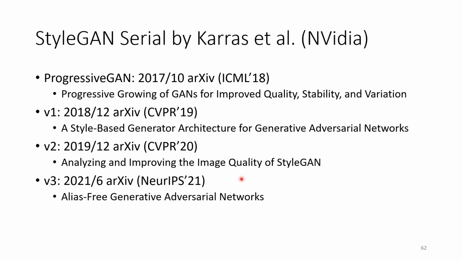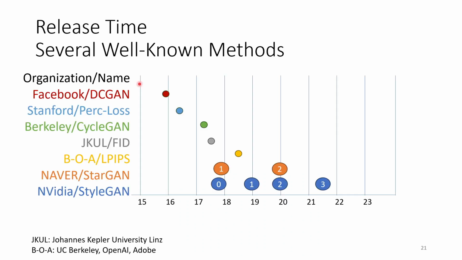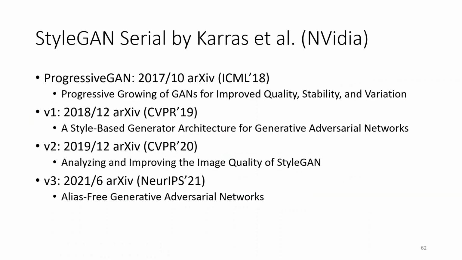All right, then we will discuss four papers about StyleGAN. Let's take a look at the chart. This is the timeline, 2017, 2018, 2019. You can find their papers from arXiv or different conferences.